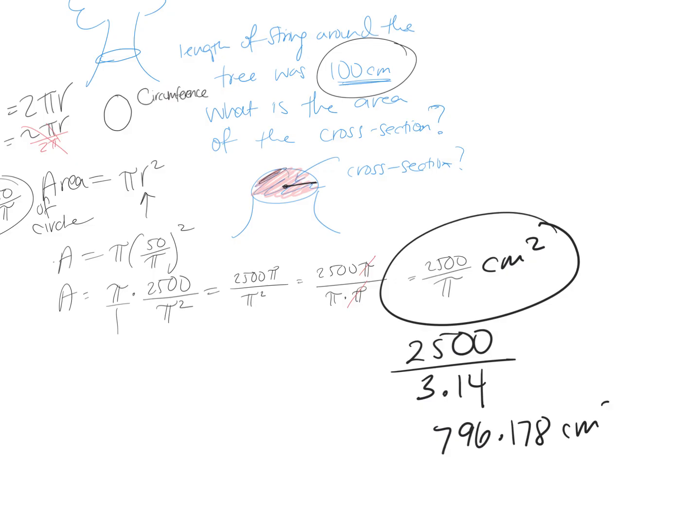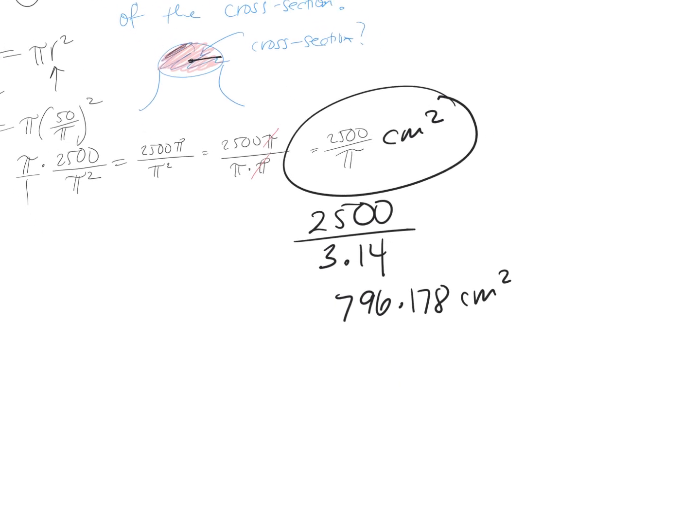So now we have 796.178. And then the word problem will tell you how to round. Let's just round to the nearest square centimeter. What would the final answer be? 796 square centimeters would be our area.